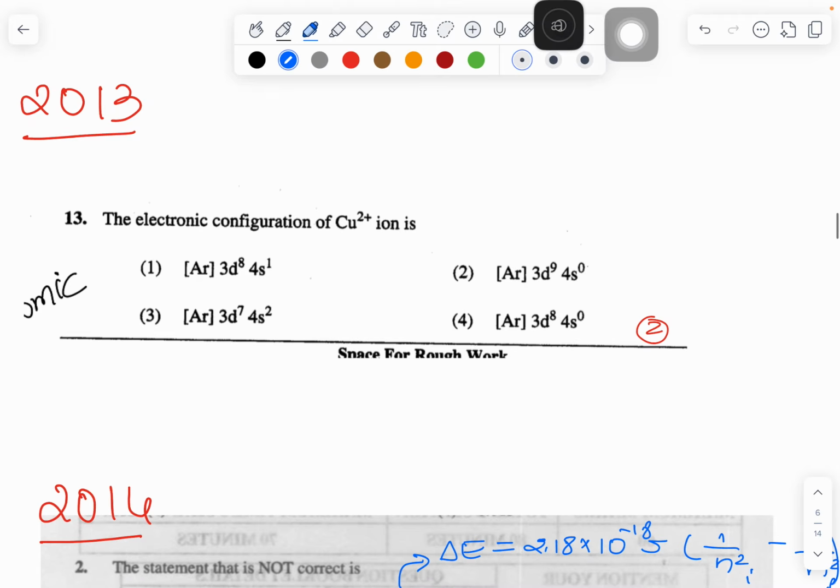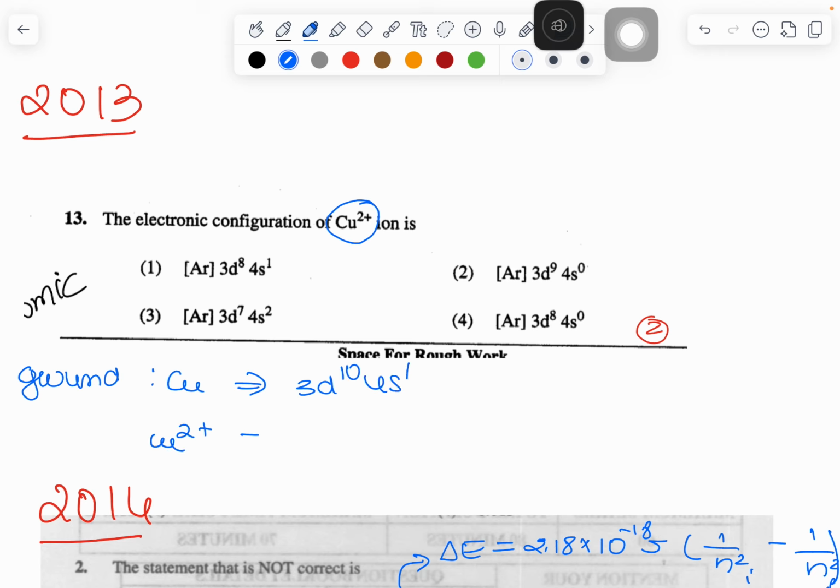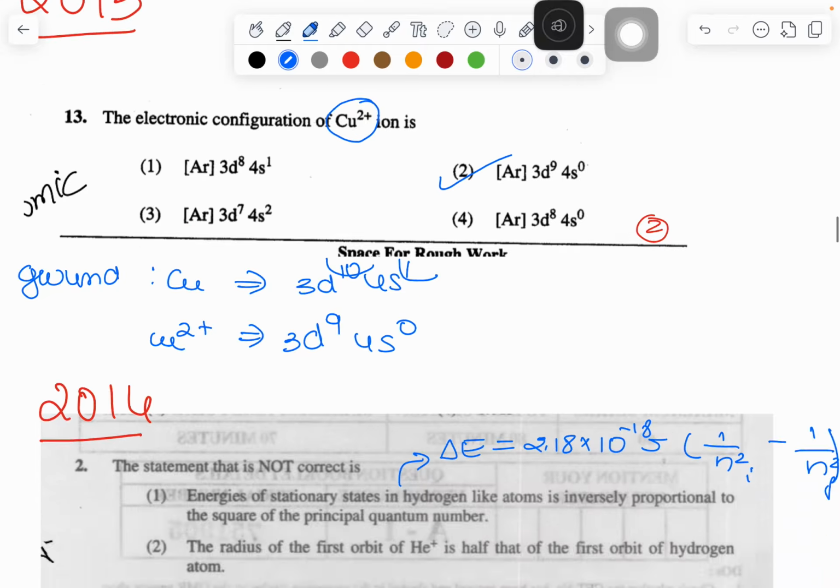2013: electronic configuration of Cu2+. It is theoretical; you are supposed to know. The ground state of Cu is 3d10 4s1. They have asked Cu2+, so one electron goes from 4s1 and the next electron goes from 3d10. It will be 3d9 4s0. The correct option is the second one.